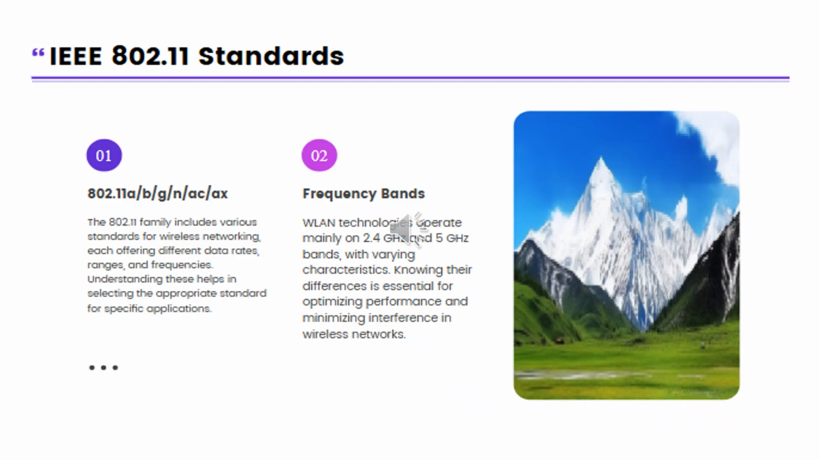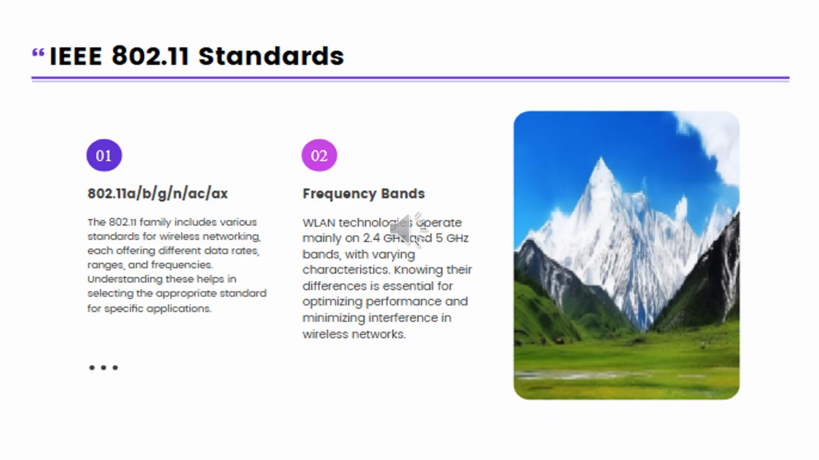Now let's look into the IEEE 802.11 standard, which defines the protocols for wireless local area networks. First, the 802.11a, b, g, n, ac and ax standards. Each version of this 802.11 family provides different data rates, ranges and frequency capabilities. For example, 802.11a was one of the earliest, while 802.11ax, also known as Wi-Fi 6, offers significantly improved speed, capacity and efficiency. Knowing these standards helps in selecting the right technology for specific needs.